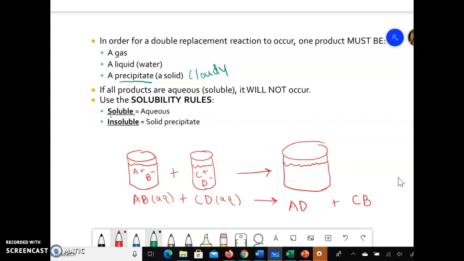Here's the problem though. You see how soluble looks like solid, or it sounds like solid? So a lot of people confuse those two. Try to just remember that soluble does not mean that it's a solid. Let me show you what's going on down here, and then I'll show you how to do the reactions.